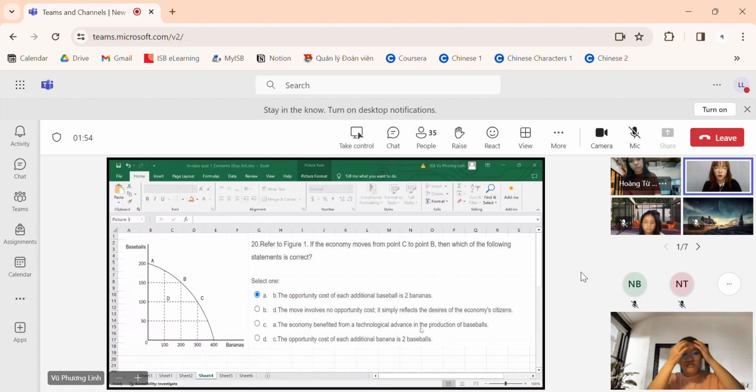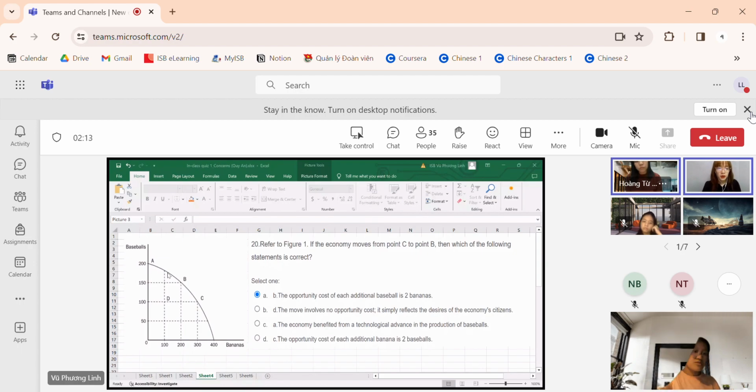It's not correct too, because if we have technological advancement in the production, the curve will shift outward. Okay, it shifts outward to a new position. The opportunity cost of each additional banana is 2 baseball. Is it correct? No, right?